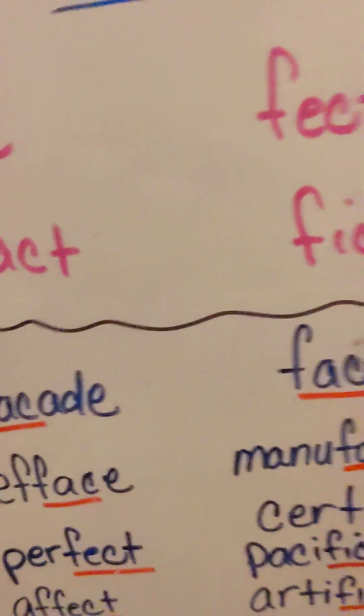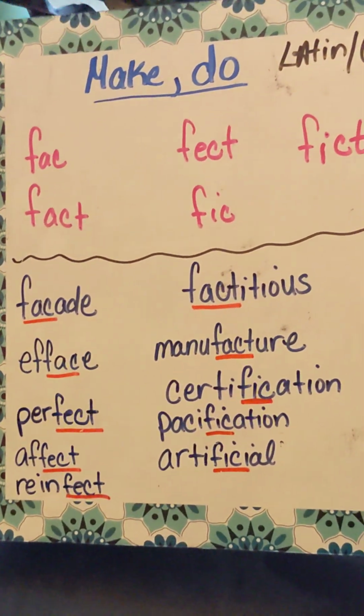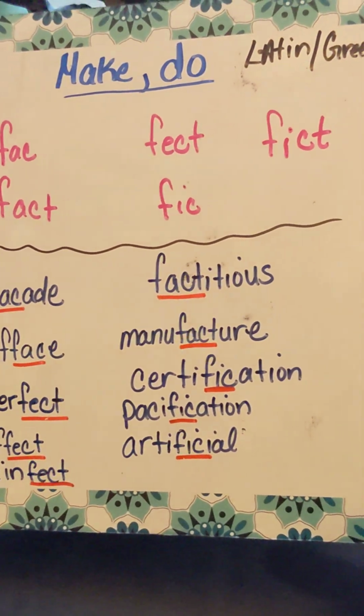Anything else? That's it, y'all. Those are your root words for make or do: FAC, FACT, FEC, FIC, and FICT.